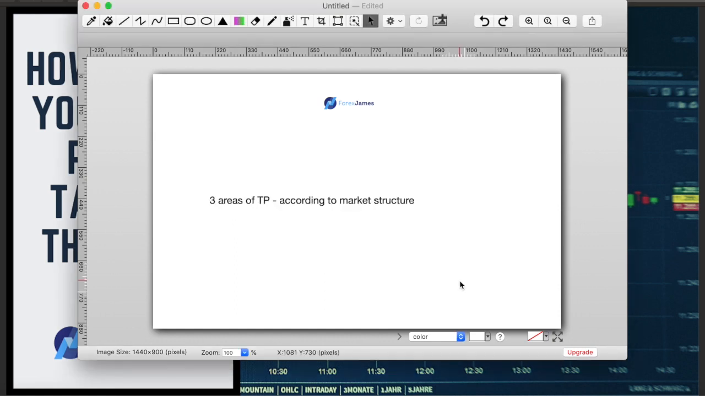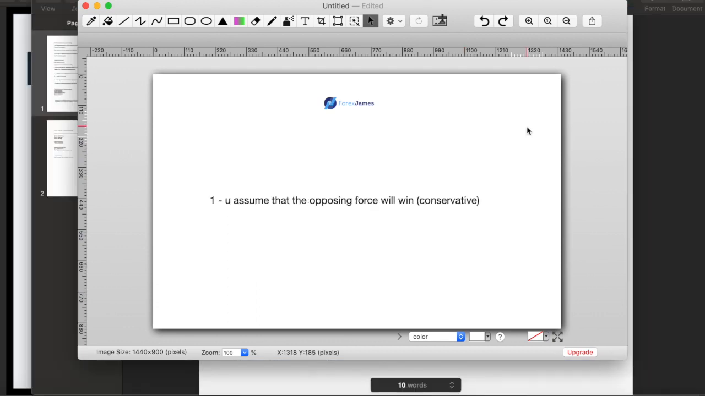So I've labeled these exit points into three kinds of areas of the market structure where you can set your TPs. The first point, the most conservative TP target, is when you assume that the opposing force will win. What do I mean by that?